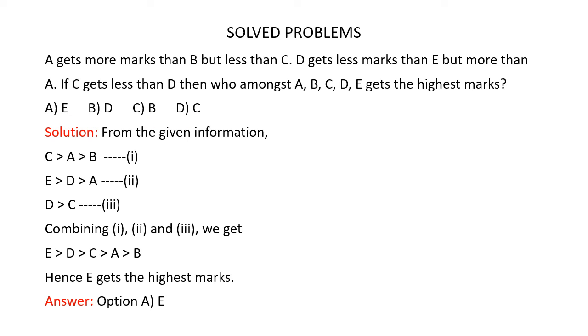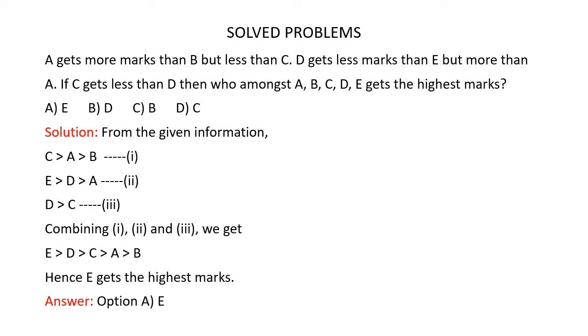Now the given information can be written like this. A gets more marks than B but less than C. This is the first expression. D gets less marks than E but more marks than A. This is the second expression. C gets less marks than D. This is the third expression.